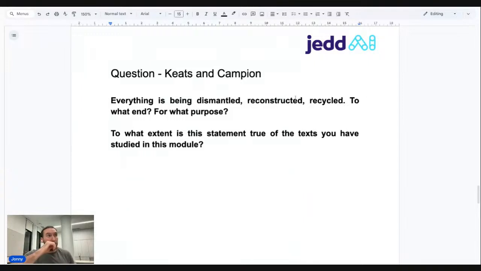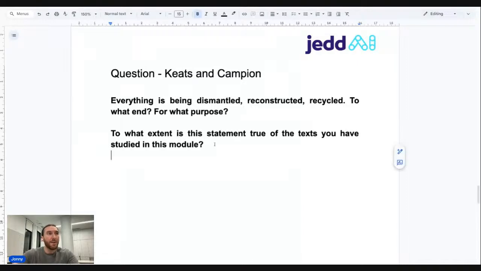Okay, so the question that we're going to be breaking down is for Module A for English Advanced. Don't worry if you're not doing that. This is still going to be helpful. I'm going to be pointing out some general essay writing tips. So, Keats and Campion. The question is: everything is being dismantled, reconstructed, recycled. To what end? For what purpose? To what extent is this statement true of the texts you have studied in this module?